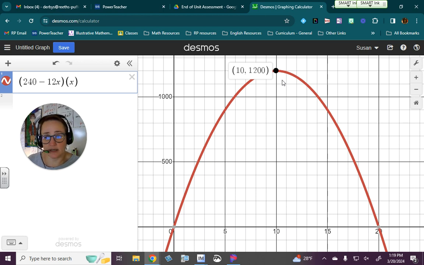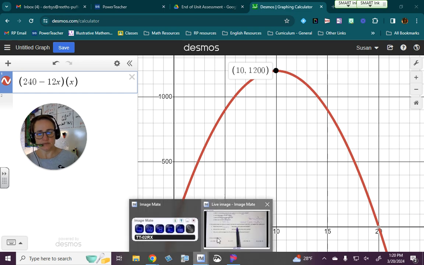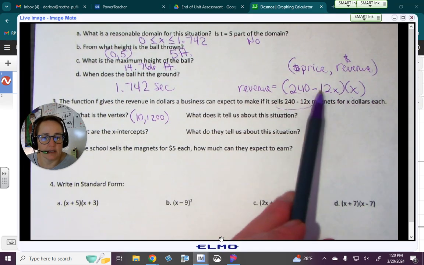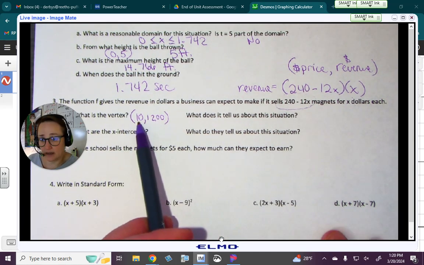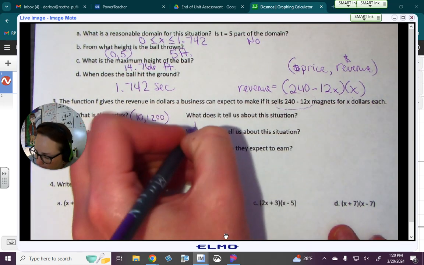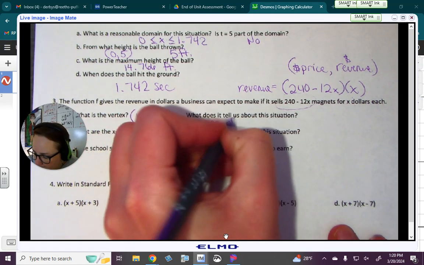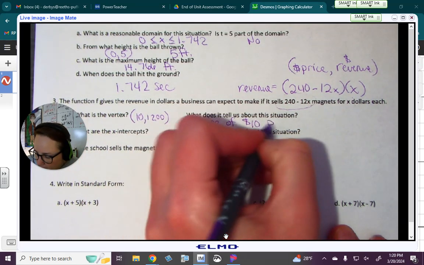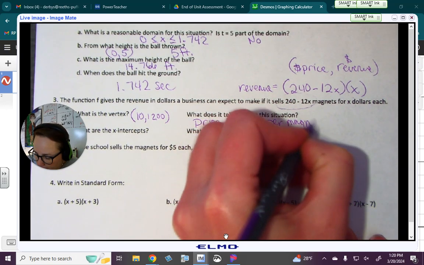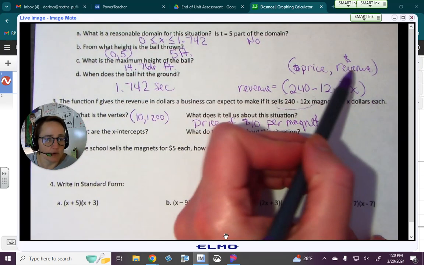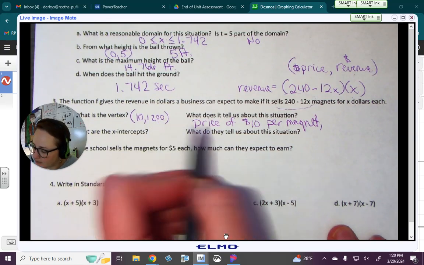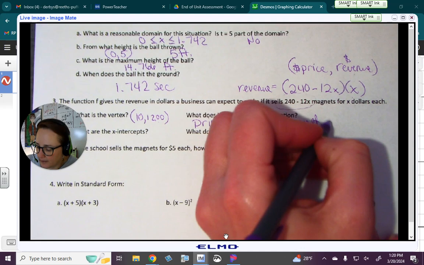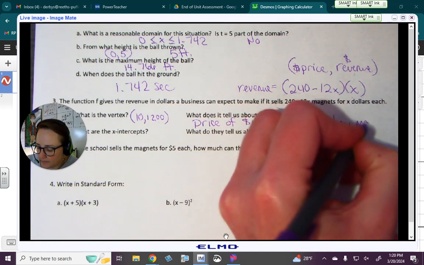And then the question right next to that on my paper says, what does that tell us about the situation? So if my input is price, this tells me that at a price of $10 per magnet, my output is revenue, so the $1,200 is the maximum amount of money. So at the price of $10 per magnet, they make the most money.